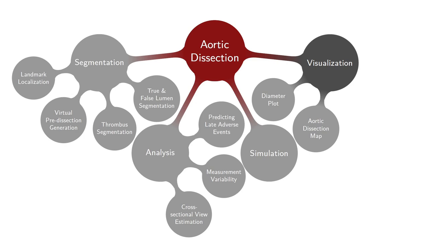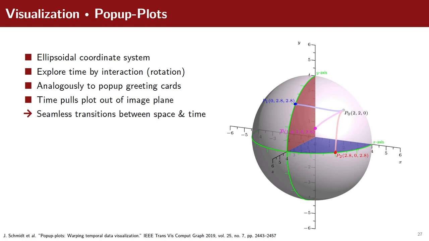After these 2D visualizations, we introduced a 2.5D visualization named pop-up plots. Instead of a Cartesian coordinate system, we use an ellipsoidal one. Time is explored by interaction, rotation. Analogously to pop-up greeting cards, exploring time pulls the plot out of the image plane, as illustrated on the right. This enables seamless transitions between space and time.